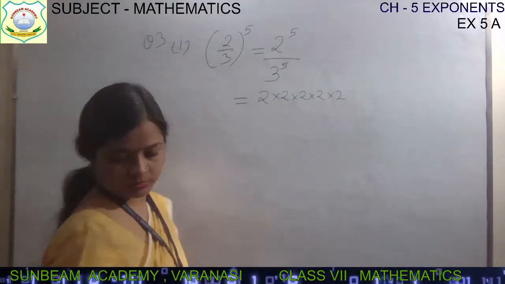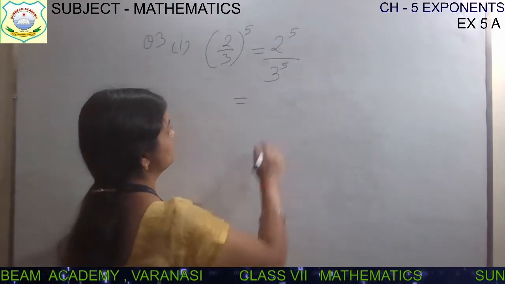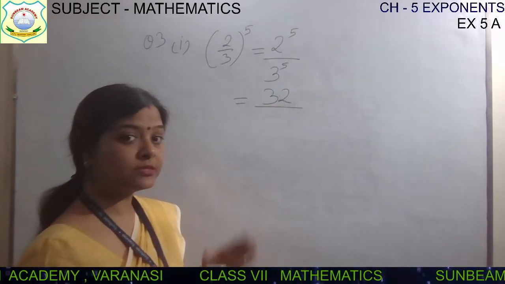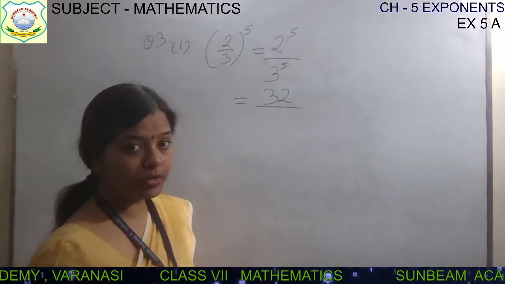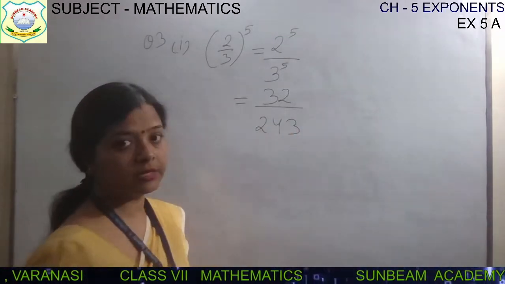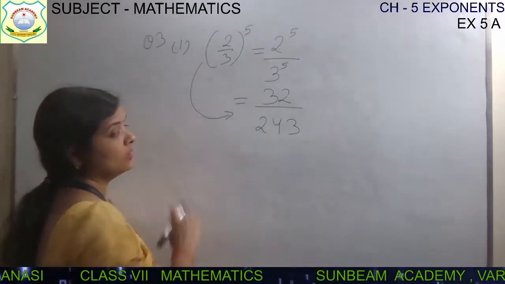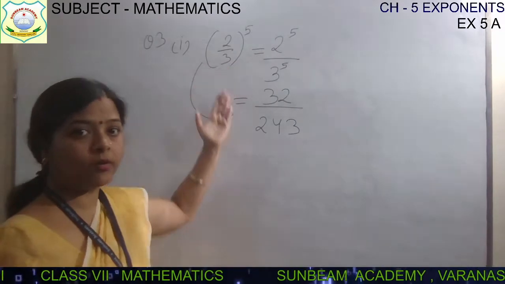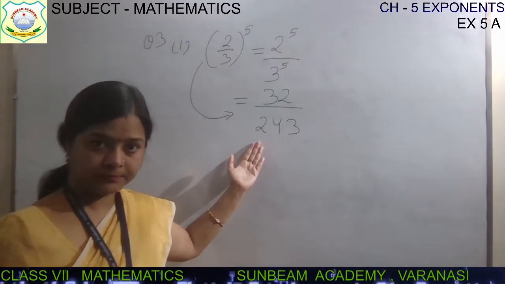So I am erasing it. 2 to the power 5 is 32. And 3 to the power 5 means 3 into 3 into 3 into 3 into 3, means 5 times it will multiply. So it is 243. This is the final answer. You have expressed this exponential form as a rational number. ये exponential form में है और आपने इसको express किया है, लिखा है in the form of rational number.